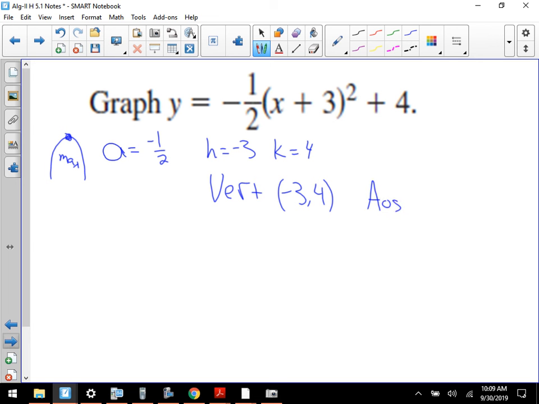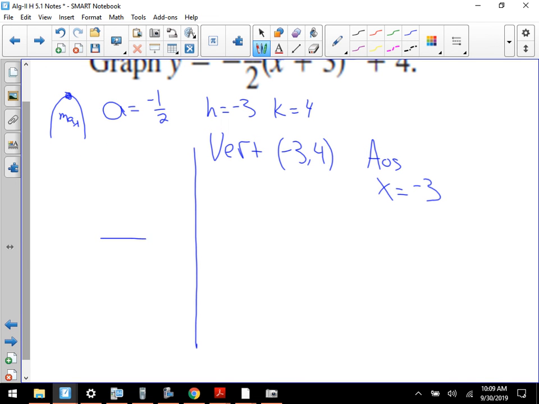Axis of symmetry is x equals -3. Now, the axis of symmetry can't have an ordered pair. Well, what's the next number? -2. What's -2 plus 3? 1. What's 1 squared? 1. What's 1 times -1/2? What's -1/2 plus 4? 3.5.